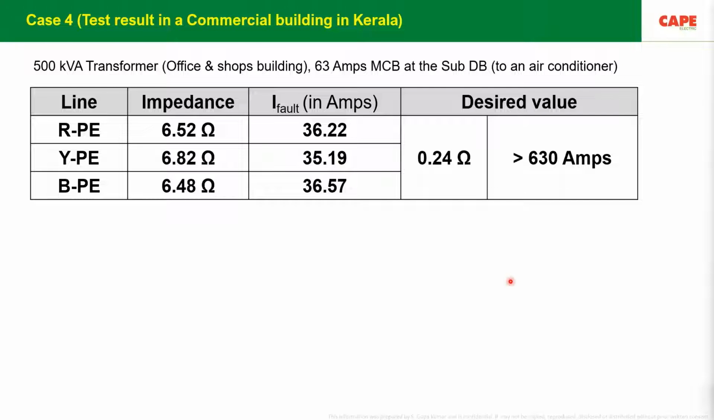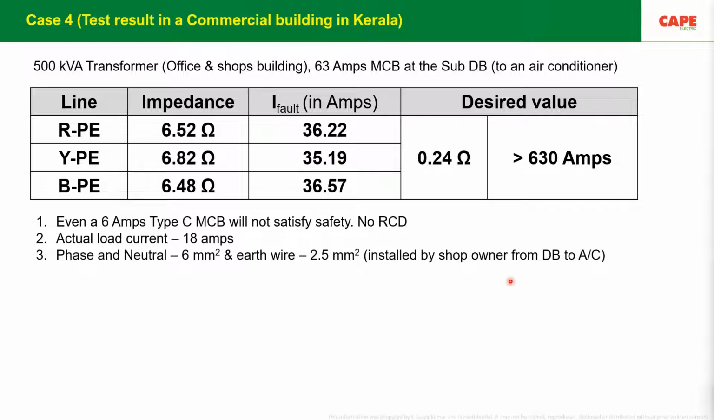As a result, if this air conditioner makes a fault, you can be sure that the result is fire or an accident. The result of this study is that even if he had a 6 amps type C MCB, even a 6 amps MCB cannot trip in this situation. So the installation was so bad.